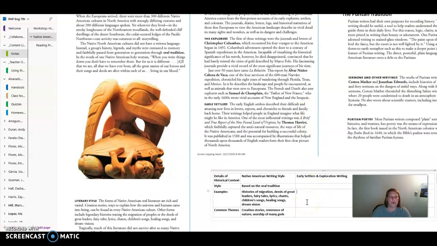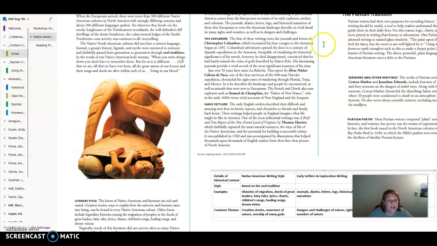So, in examples, they were writing journals, diaries, letters, logs, historical narratives. They were talking about dangers and challenges of nature. Sights and wonders of nature.